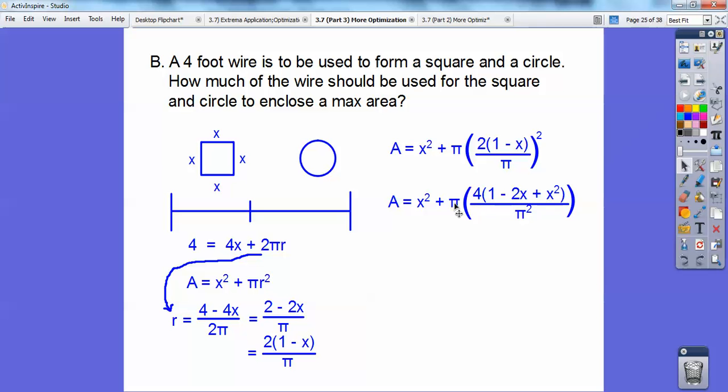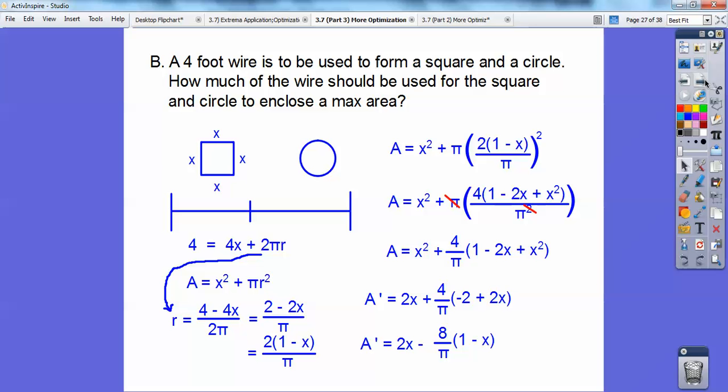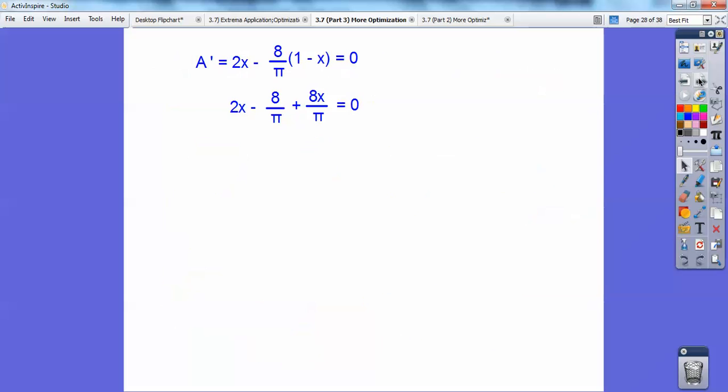This pi is going to cancel out one of these. Let's see, is that what I did? Yep. Now that's what I'm going to differentiate. I'm going to take the derivative of that. The derivative of x squared is 2x, the derivative of negative 2x is negative 2, and the derivative of this is 2x. You guys with me? Then I pulled out a negative 2, but I don't know why I did that. I should have just left it distributed through. I distributed this back through, and I get this.